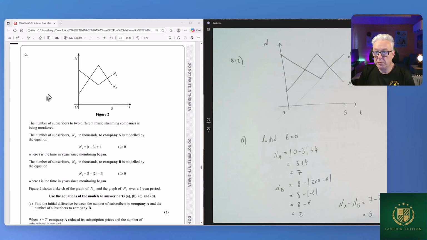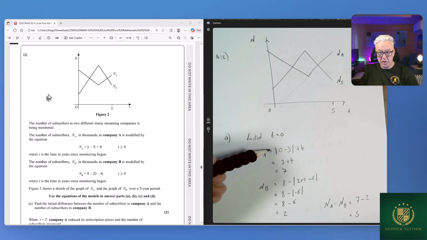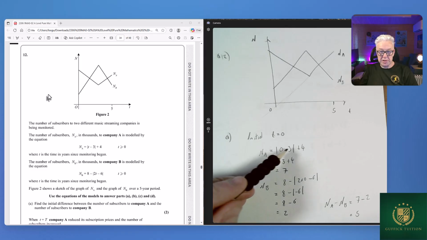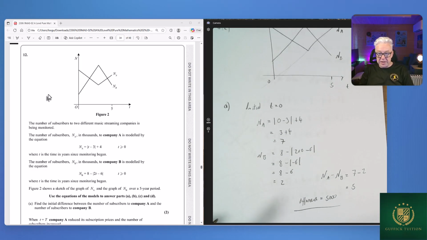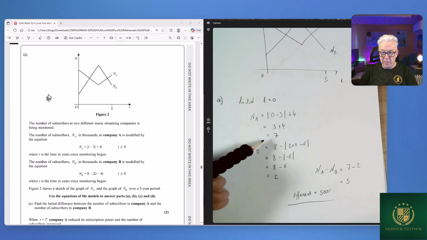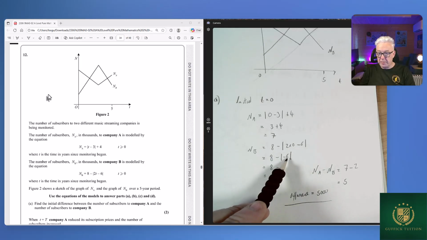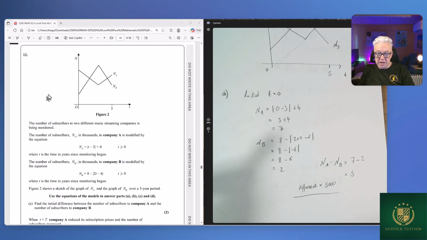Okay, so initial means we're talking about t equals 0. In our equation for A, we've got the modulus of t minus 3, add 4. So t is 0, so we've got the modulus of minus 3. The modulus of minus 3 is 3, so 3 add 4 is 7. At t equals 0 for B, we've got 8 minus 2 times the modulus of t minus 6. So the modulus of 0 minus 6, the modulus of minus 6 is 6. So 8 take away 6 is 2. So the difference between the two is 7 take away 2, which is 5.